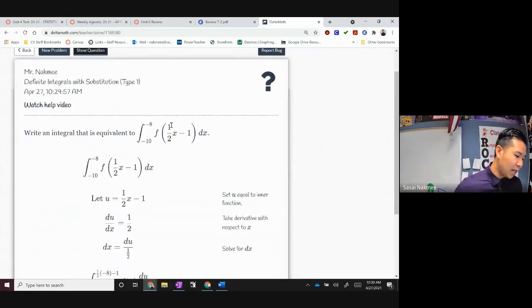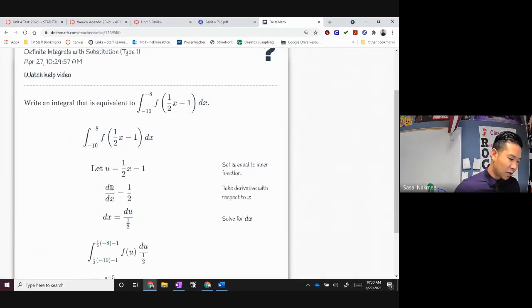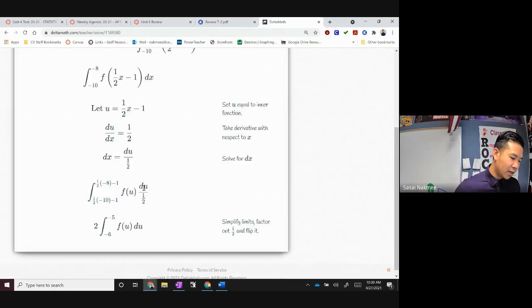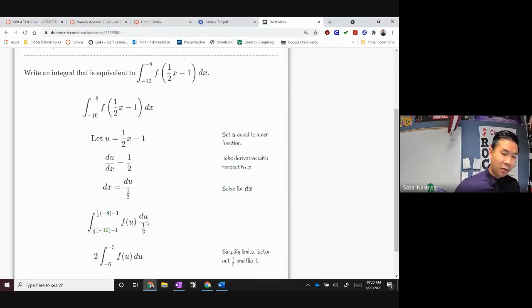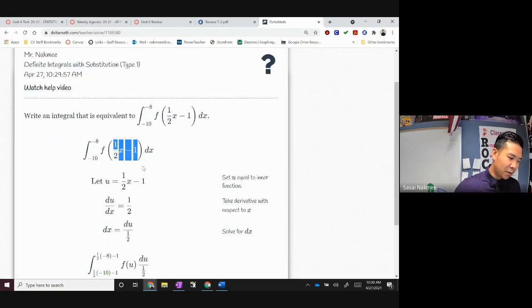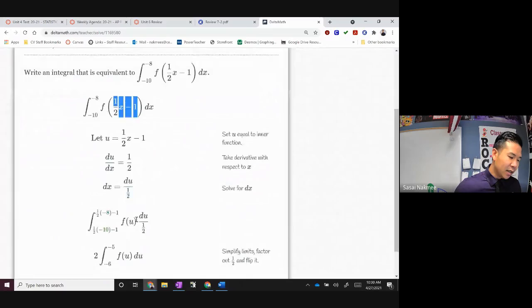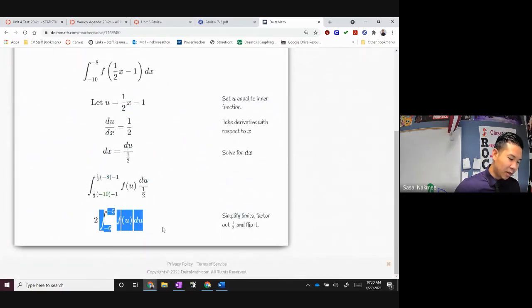In this particular case, let u equal the inside function. In this case, it's equal to 1/2 x minus 1. And you solve for du, right? You get du over dx is equal to 1/2, which means that dx is equal to 2 du, right? Now here's the thing. When we finish this integral and we do the actual integral, we would sub back what u was equal to. But for this problem, for the definite integral substitution type 1, we're not subbing back. They just want to have you write out the integral with the u substitution, which means we don't actually keep the numbers here. Those numbers need to change based off of what you plugged in for u.